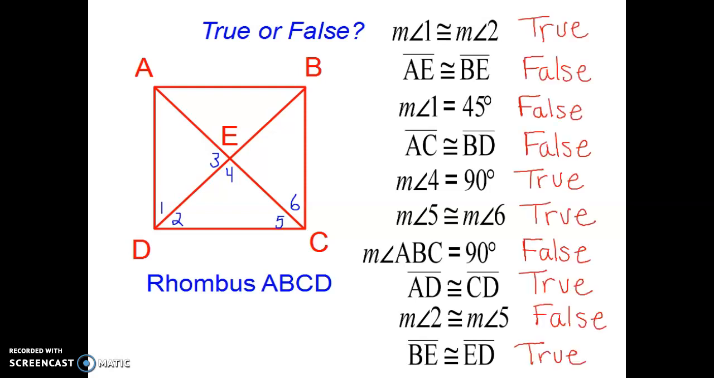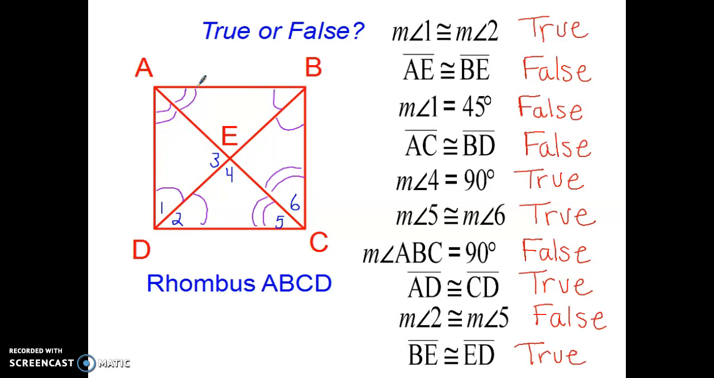With the rhombus, I'm going to go down through and look at the true statements. Angle 1 is congruent to angle 2. For any rhombus, the diagonal lines are angle bisectors. Now keep in mind, that doesn't mean that all the angles are the same. Just the opposite angles would be the same.